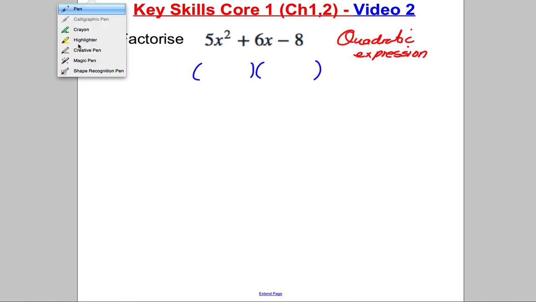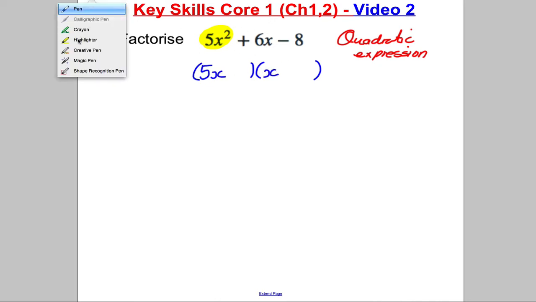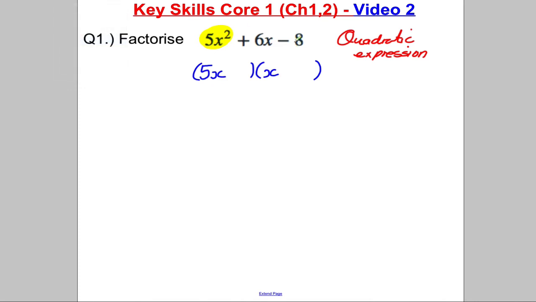Now firstly, I'm going to look at the 5x squared and think to myself, what 2 things must have multiplied to give me 5x squared? Well, one must be 5x and the other must be x. Then I'm going to skip the positive 6x, and go to the negative 8 and ask myself what could multiply to negative 8. Now before I do that, I'm just going to think what multiplies to 8. Well, clearly 1 times 8 and 2 times 4.